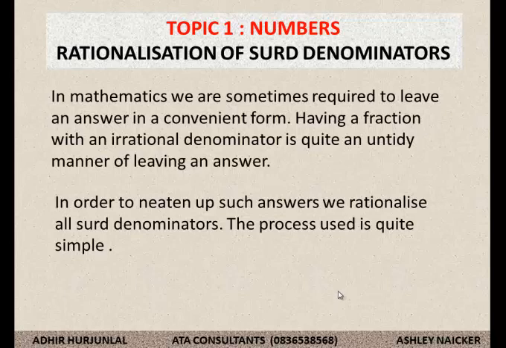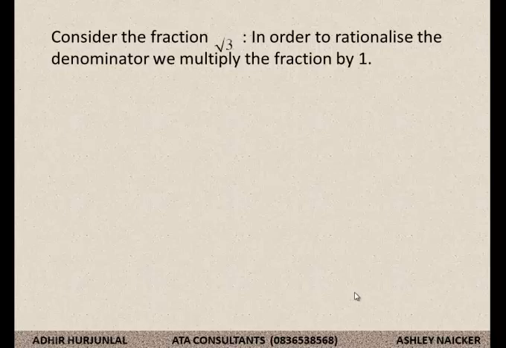Now, if you recall in the past, a denominator comes from the fraction, where the top is the numerator and the bottom is the denominator. The process we use here is quite simple. Consider the fraction 4 divided by root 3. In order to rationalize the denominator, we multiply the fraction by 1.